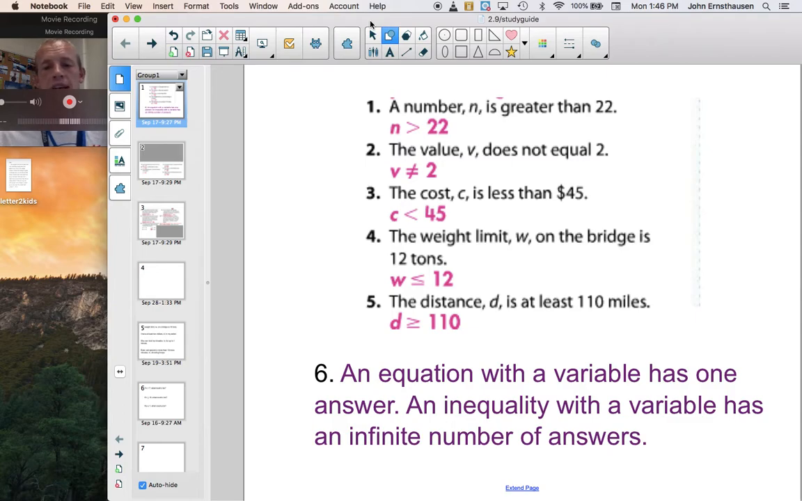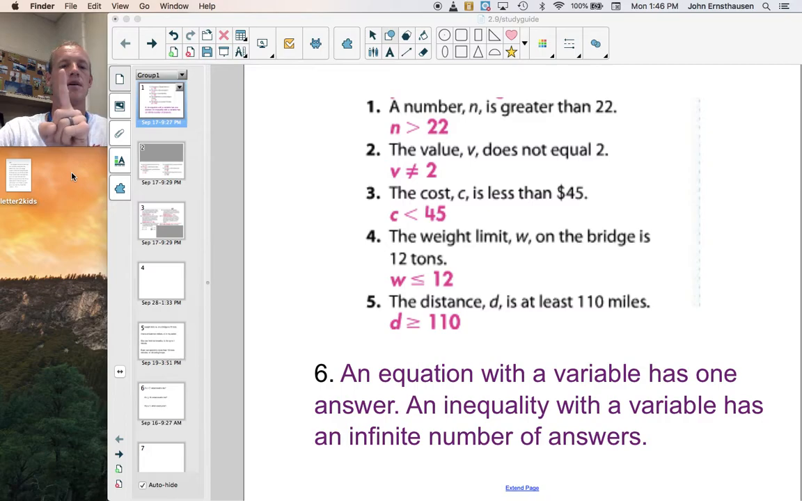For number 6, an equation and an inequality, both having a variable, have a few differences. The biggest difference is that an equation has one answer, and an inequality could have an infinite number of answers. Those are my infinity goggles. I expected that one to be tough. If you missed it, it's okay.